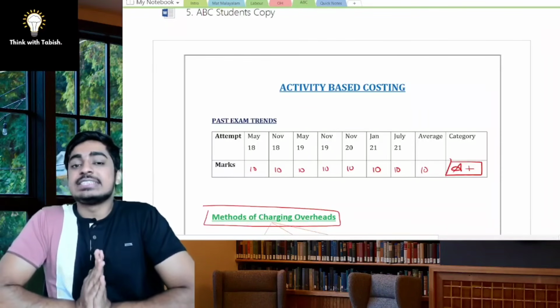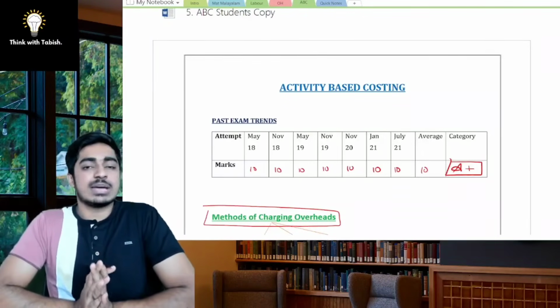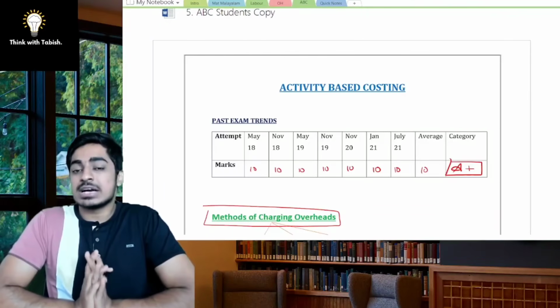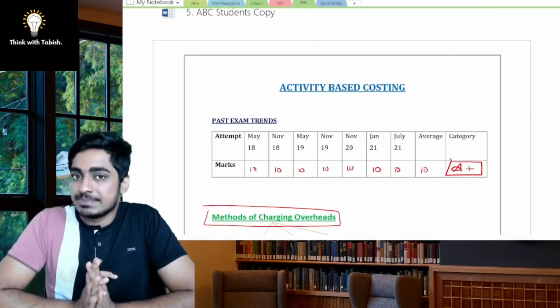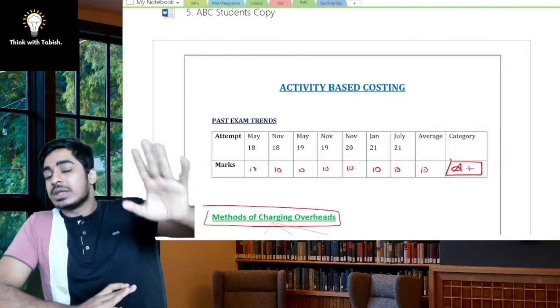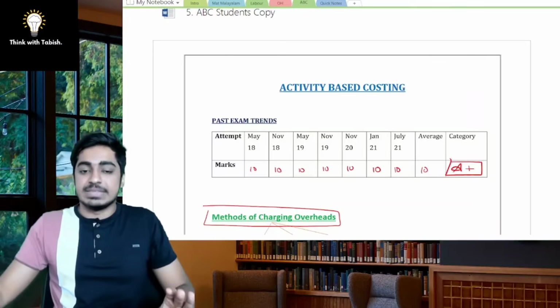Let's go to the final chapter for today's revision, activity-based costing. Again, a very important chapter. Every attempt we have a 10 marks question from this chapter. It falls in the A plus category of chapters. Believe me, if you have done the overheads chapter properly, this chapter is very simple, very basic.